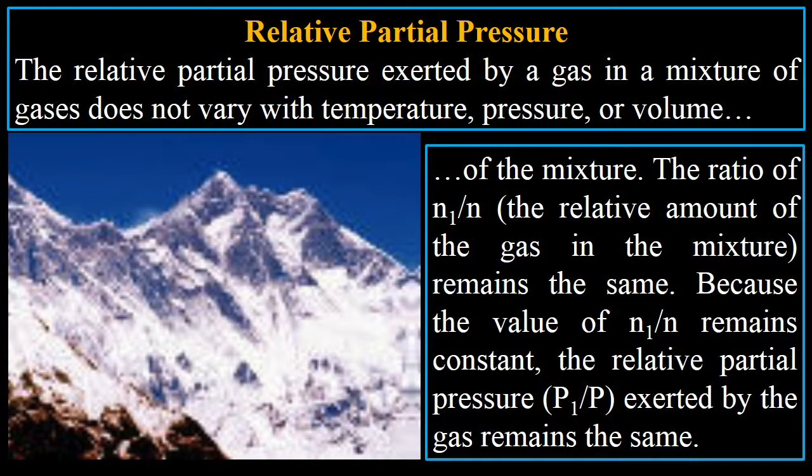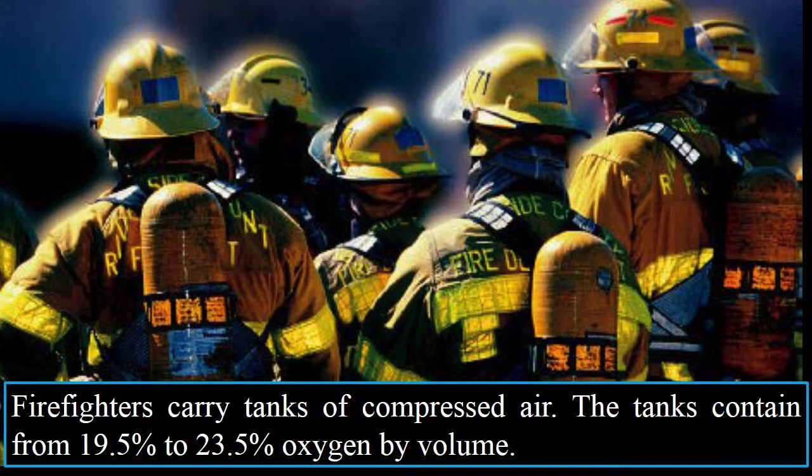The relative partial pressures exerted by a gas in a mixture of gases do not vary with temperature, pressure, or volume of the mixture. The ratio of n1 over n, the relative amount of the gas in the mixture, remains the same because the value of n1 over n remains constant. The relative partial pressure, P1 over P, exerted by the gas remains the same.